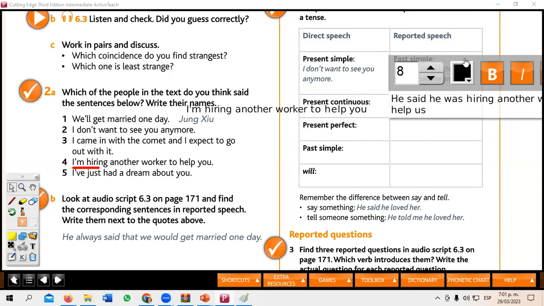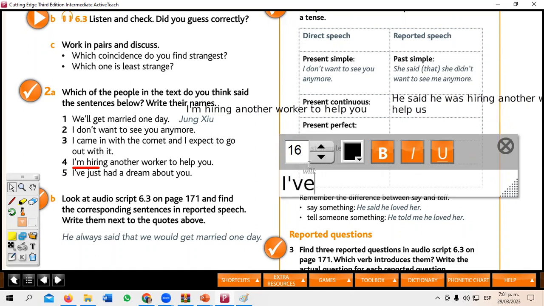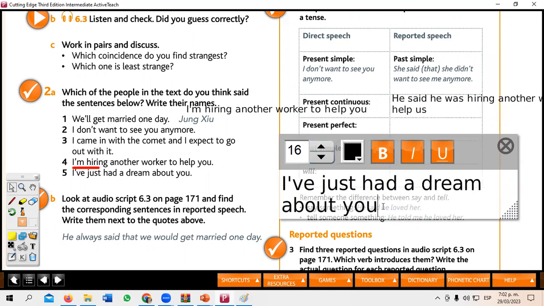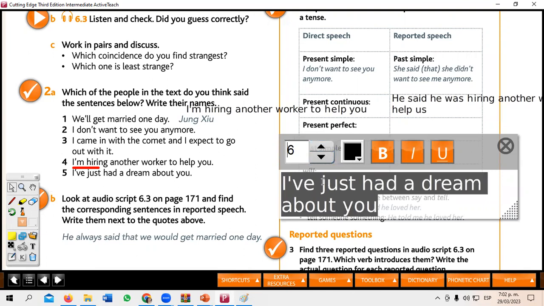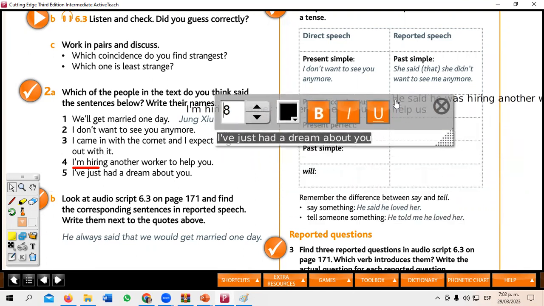All right, guys, let's check together. How can we complete the chart? So the third tense we have here is present perfect. What is the example that we can use in this case? I've just had a dream about you. Yes, number 5. I've just had a dream about you. Let's write it.